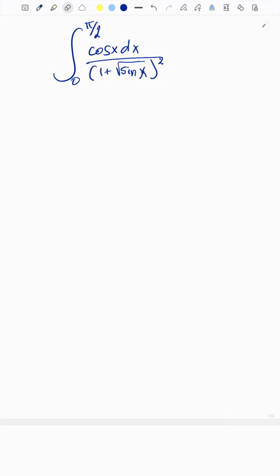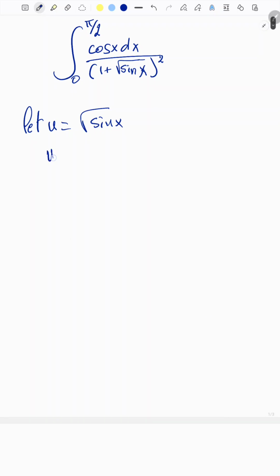In this video, we'll solve this integral, which is the integral between 0 and pi over 2 of cosine x dx divided by (1 plus the square root of sine x) all to the power of 2. So let u equal square root of sine x. I know the derivative of sine x is cosine x dx, and I have cosine x dx in my numerator, so it's the square root that's bothering me.